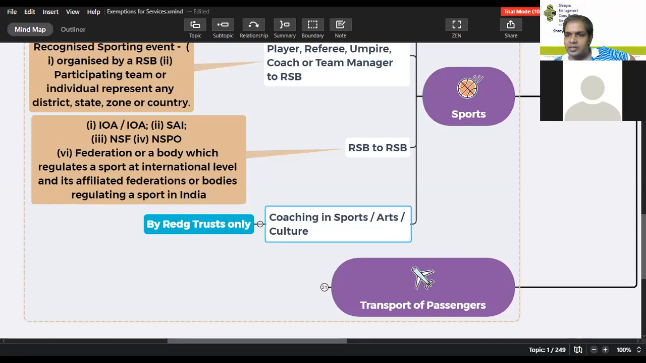Sometimes they organize dance programs, dance camps, music camps. They're all arts, culture. We say culture means how to be a good person. So even yoga to some extent is part of culture. So what do you think? Is it taxable or exempt? The answer is it is exempt.